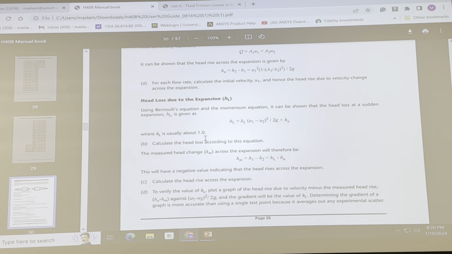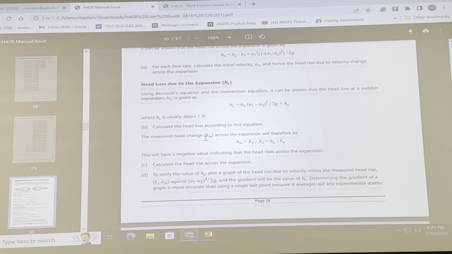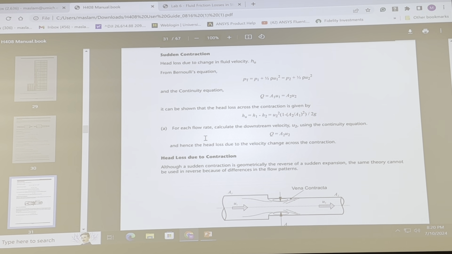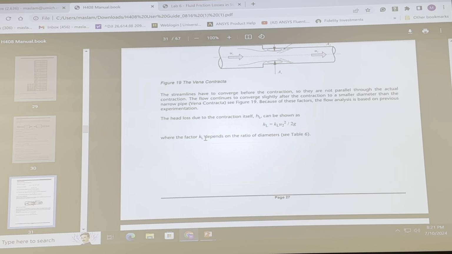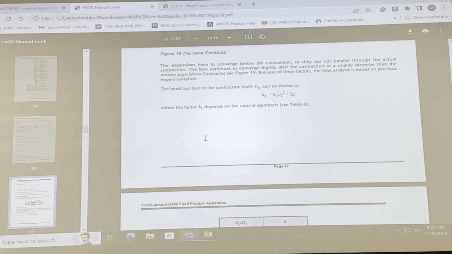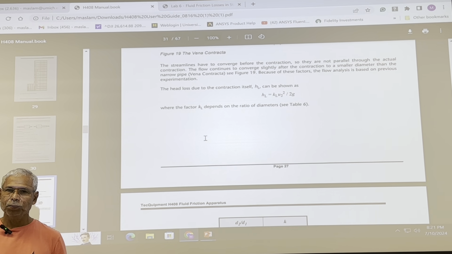So pretty much all the information you needed is also baked into this one. Okay, so you have sudden expansion and sudden contraction, and now the next question comes. I used the friction apparatus, I collected all my data, I tabulated all of it. How do I present it?